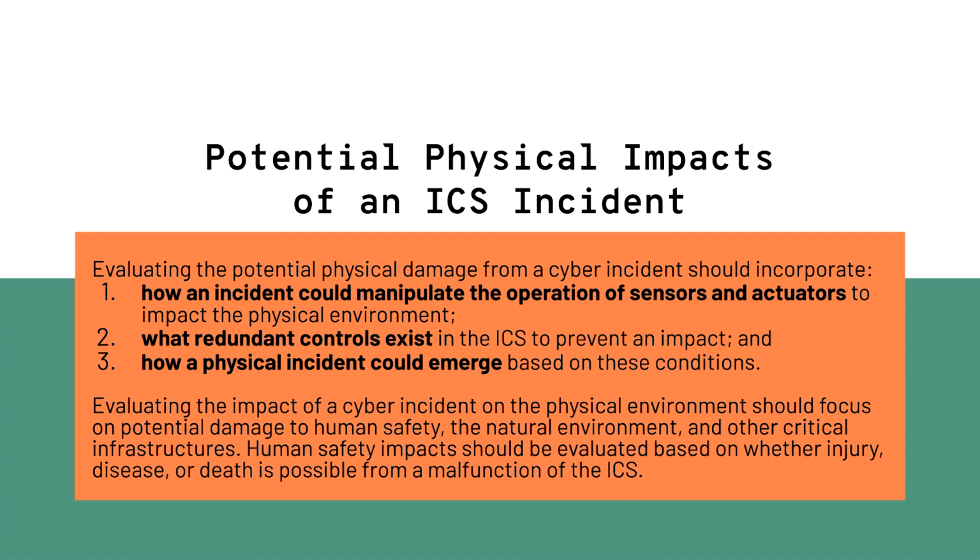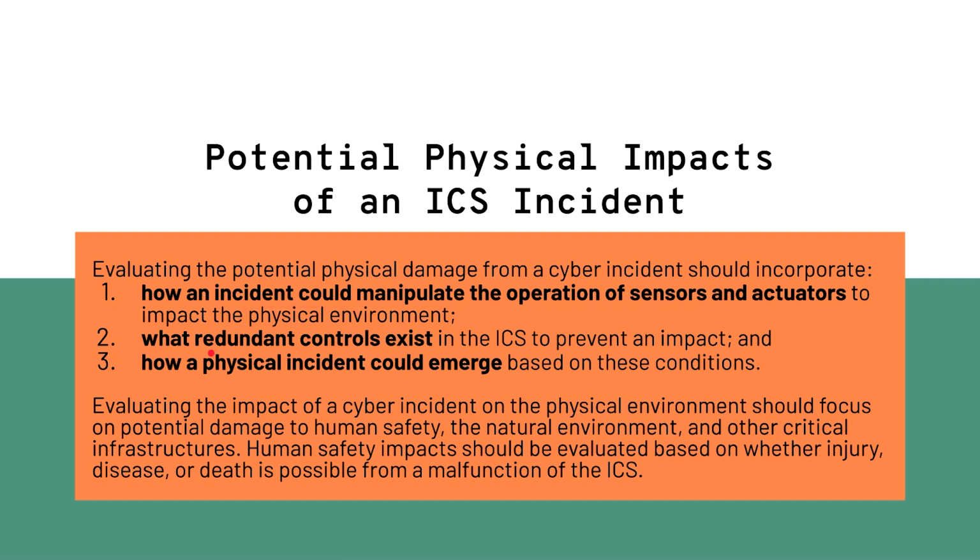Second is the understanding of potential physical impacts of an ICS incident. If something goes wrong in an ICS, then there is a potential of physical damage, and we need to understand exactly what this means. We need to understand first how an incident can manipulate operation of sensors and actuators, because actuators affect the physical environment, and sensors also have to be included in the understanding process because they affect the control logic that affects the actuators.